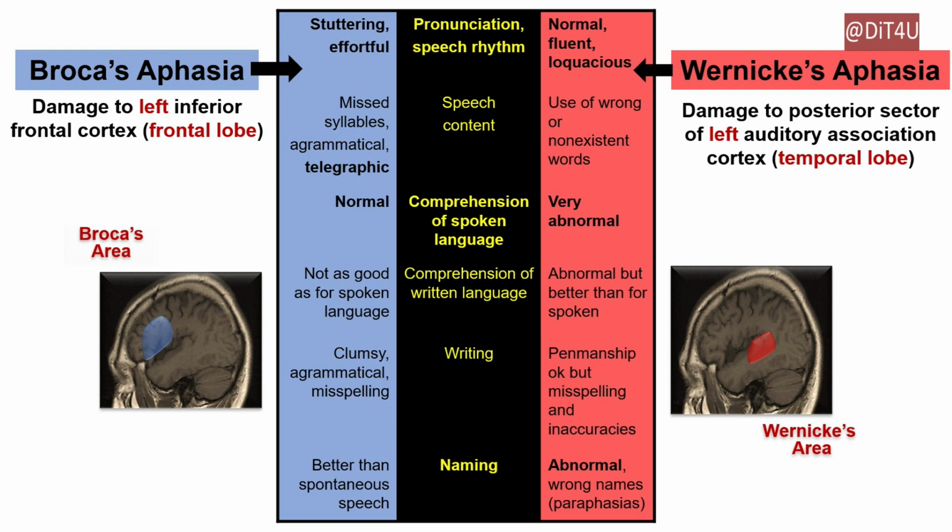Writing, because it's a motor activity, remember. So Broca's is motor, right? So clumsy, agrammatical, and misspellings are seen in Broca's aphasia. Whereas Wernicke's penmanship is okay, writing is okay, but misspelling and inaccuracies are seen.